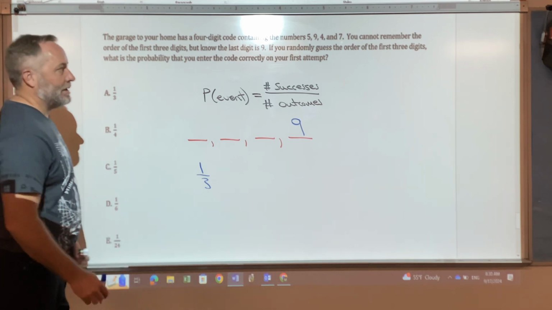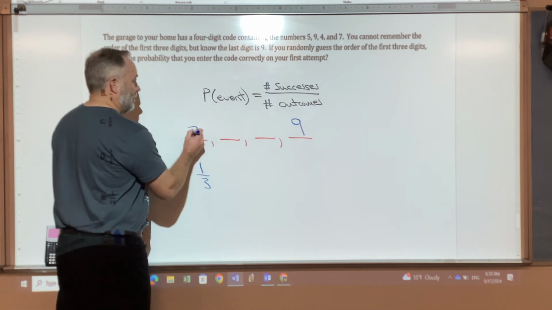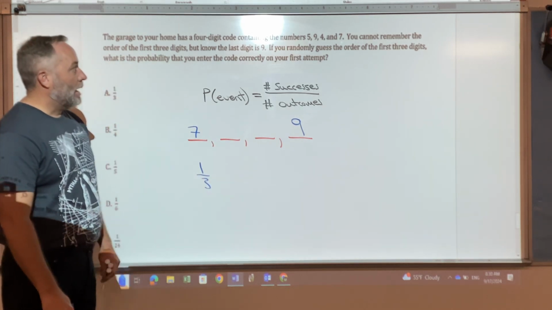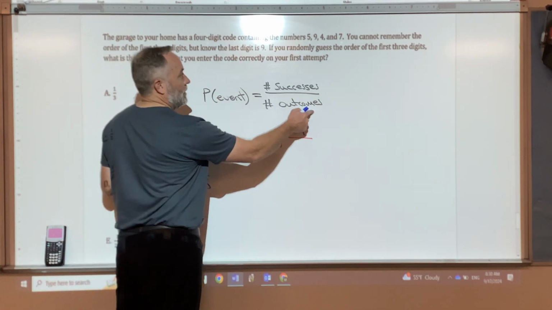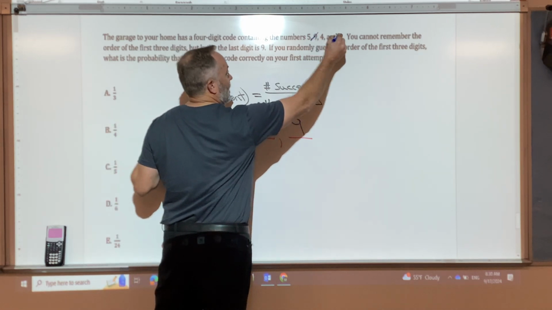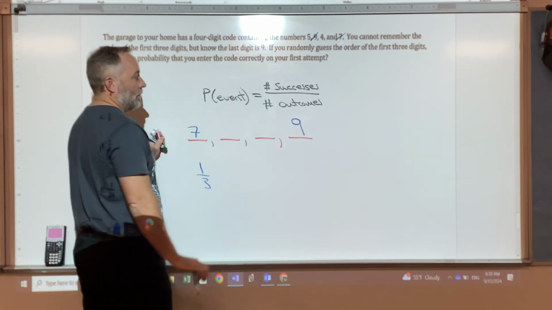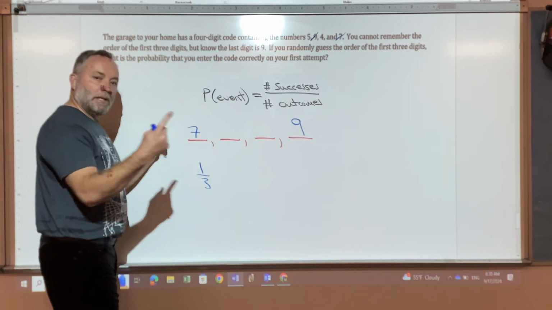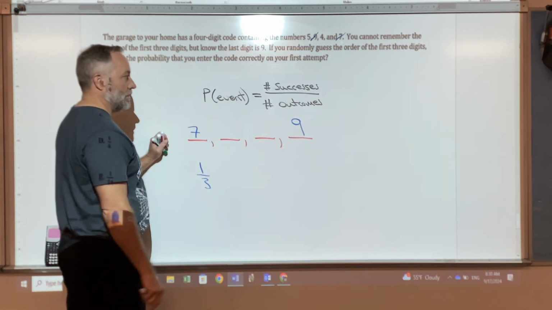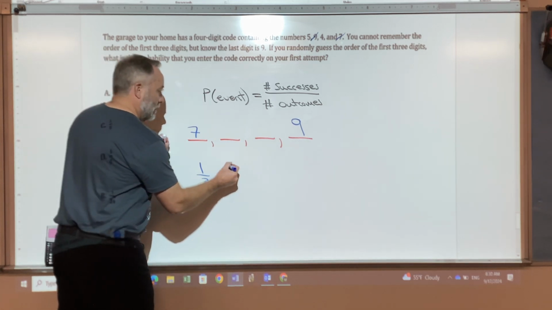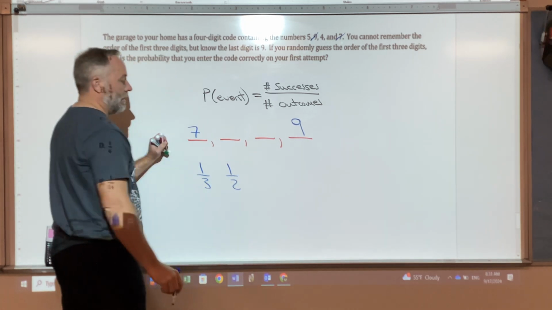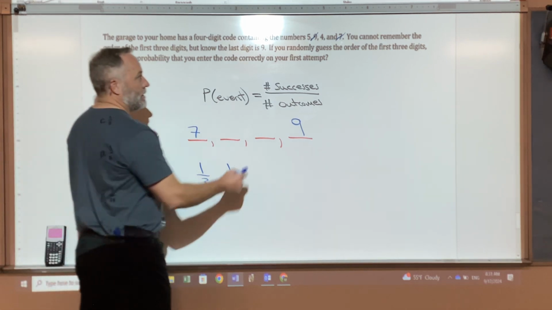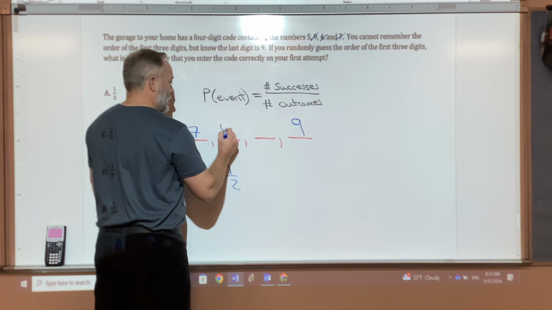Okay, let's just say that that digit was 7. So now for the second digit, there's 2 outcomes remaining because we've used the 9 and we guessed the 7 correctly. So now there's the 5 and the 4. So there's 2 outcomes remaining and we need it to be that specific digit. So we have a 1 in 2 chance of that happening. All right, let's say we guessed that correctly. Let's say that was the 4.